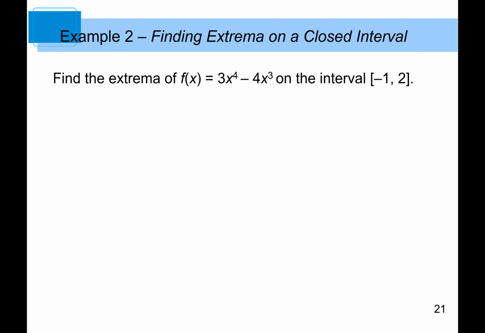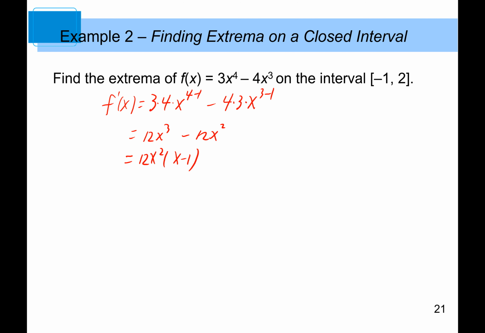So let's take a look at this concrete example. Find the extrema of f of x equals 3x to the 4th minus 4x cubed on the closed interval [-1, 2]. So first of all, find the derivative using the power rule, right? 3 times 4 and reduce the power by 1, minus 4 times 3, reduce the power by 1. So we get 12x cubed minus 12x squared. Now we factor this, we get 12x squared times (x minus 1). And we use the zero factor property, setting 12x squared equals 0, setting x minus 1 equals 0. When we solve 12x squared equals 0, x squared equals 0, x equals 0. Second one, adding 1 to both sides, x equals 1.